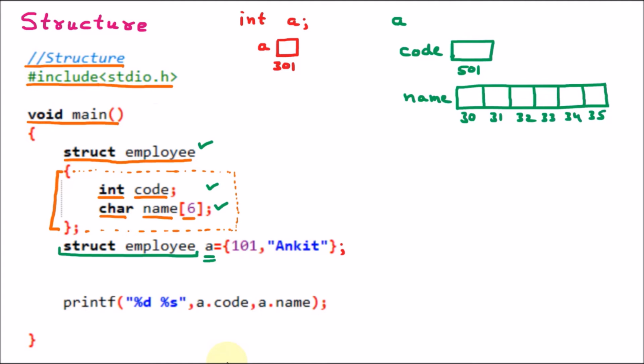So we can see that the variable A contains two parts: one is the code and the second is the name. So here the variable is declared. Afterward comes the initialization. The curly bracket start till the curly bracket end is called the initialization of the structure. The first element is 101. The first element corresponding to A is code, so the code value will be 101.